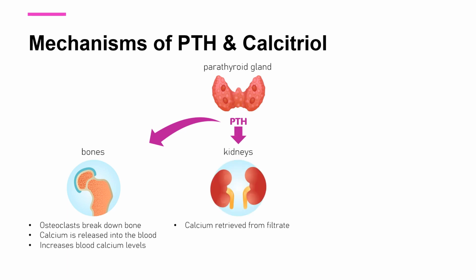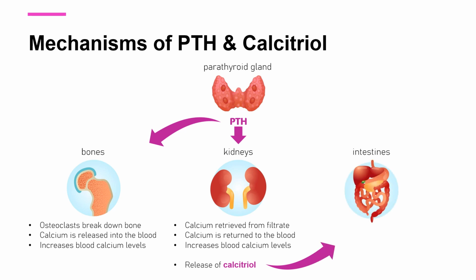PTH will also go to the kidneys and trigger the kidneys to pull calcium out of the filtrate that goes back into the bloodstream, and this too will increase blood calcium levels. And then the kidneys will release another hormone, which is calcitriol, the active form of vitamin D, and this is going to go over to the intestines, and it's going to encourage the uptake of calcium from the food that's moving through the intestine. That calcium will get dropped into the bloodstream, and that will increase blood calcium levels.